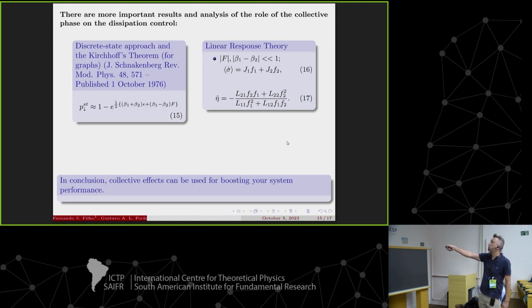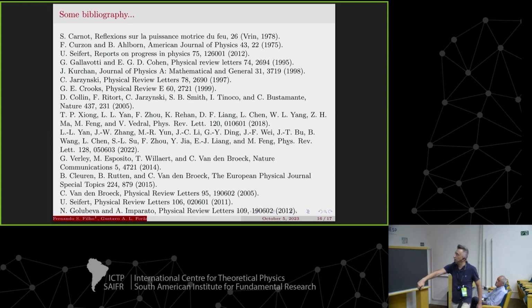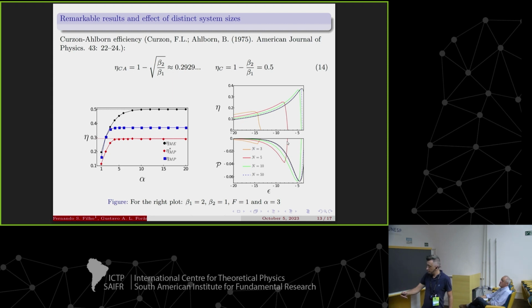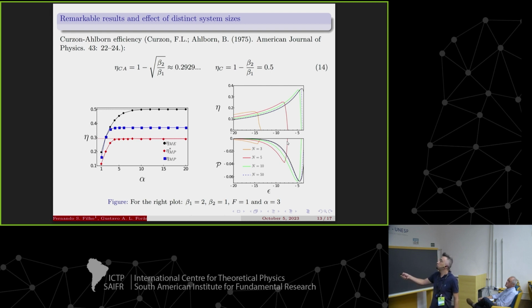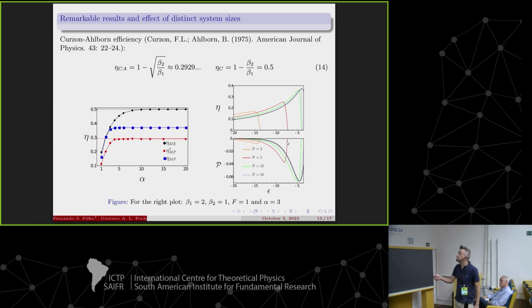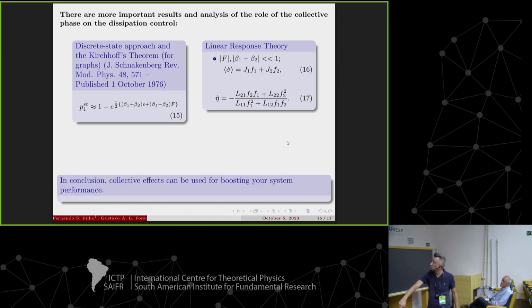As a last comment, we have other features I would like to show, but I will not have enough time. Just a very short comment here. As you increase the system size, you improve the efficiency and the power, which again reinforces the power of the collective effects, and there is the poster of my student Gustavo. He can show you in more detail, and this is the conclusion. Collective effects can be used for boosting your system performance. And thanks.